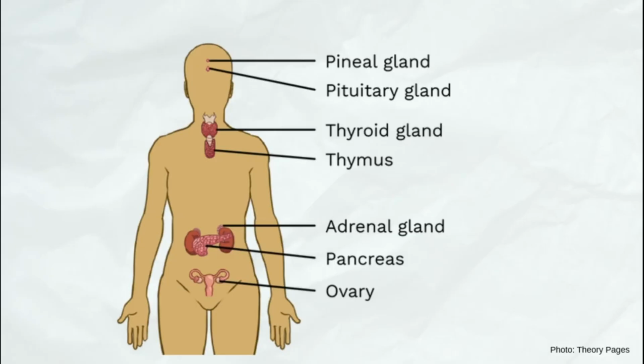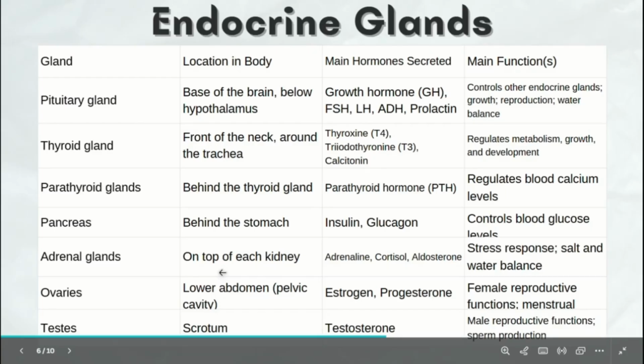Now, based on the endocrine system, we know that there are different glands, and some of those glands are the pineal gland and the pituitary gland. Both of them are found within the brain region. You have the thyroid in the throat, and then the thymus a little below the thyroid. The adrenal glands are found on top of the kidneys, and the pancreas is in between. And then, of course, you have the ovary, which is in the reproductive area.